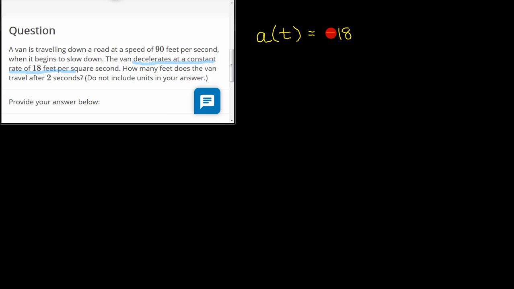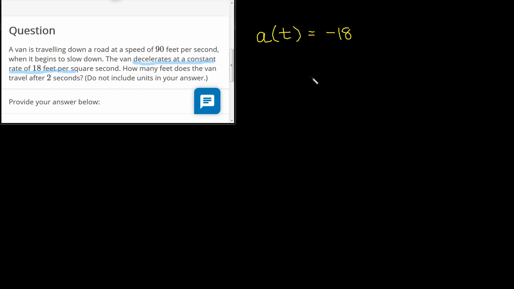And then the other thing is, what's the negative doing here? Well, it's because we're talking about deceleration. It makes sense to make this negative because the van is slowing down. If this were a positive 18, that would be an acceleration. But this is a deceleration, so we'll make it negative.